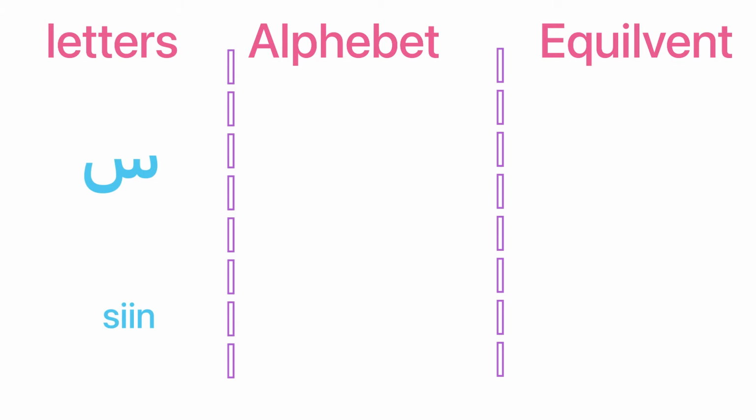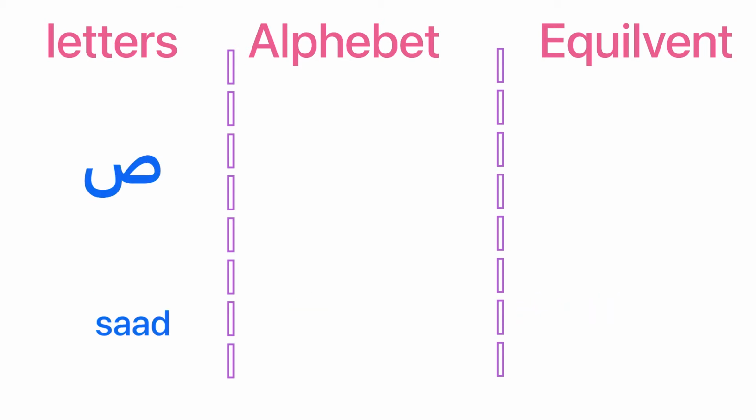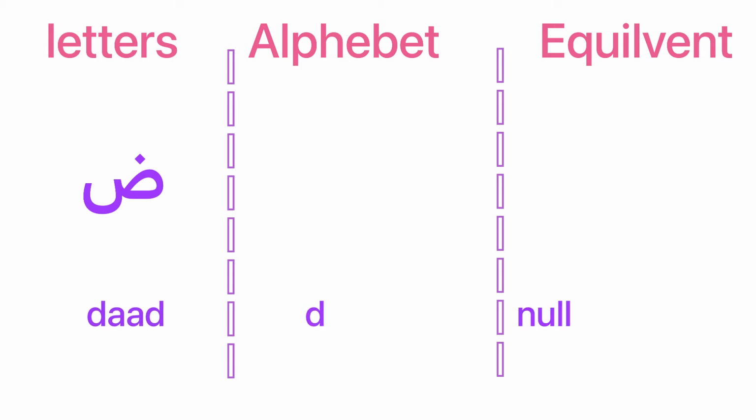Seen, seen for S, S for screen, screen. Sheen sounds more like sh, and is related to the word should, should, sheen. Sad, I can't really relate it much to the letter S, but I'm just going to put the letter S, and to be honest, it has no equivalent letter. The same story goes for the letter dad. I'm going to say D, but again, no equivalent word to it.